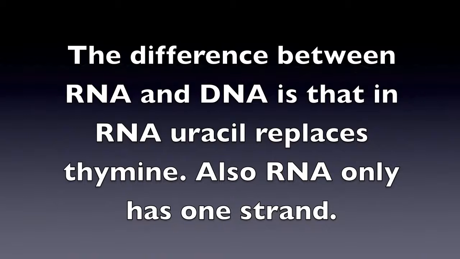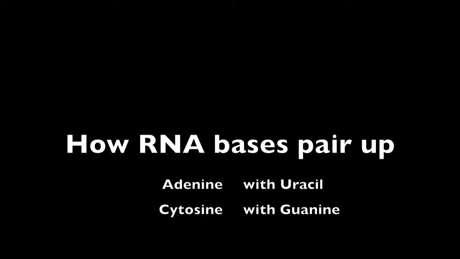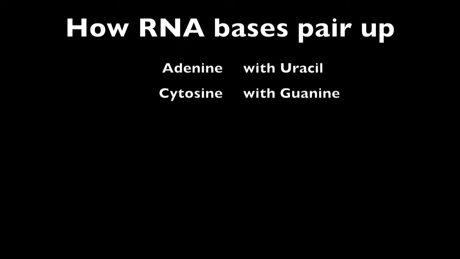The difference between RNA and DNA is that in RNA, uracil replaces thymine. Also, RNA only has 1 strand while DNA has 2. In RNA, the bases pair up with adenine with uracil, cytosine with guanine.